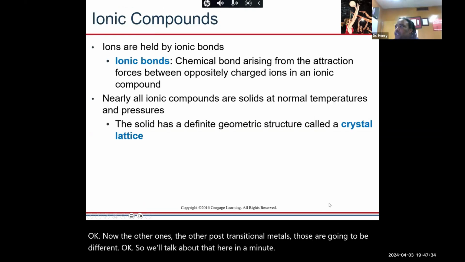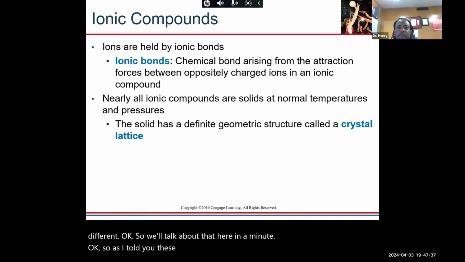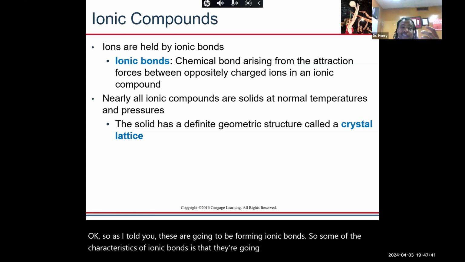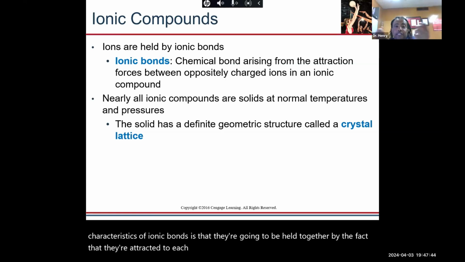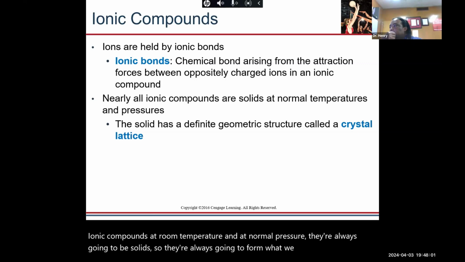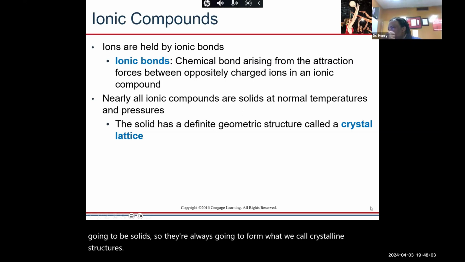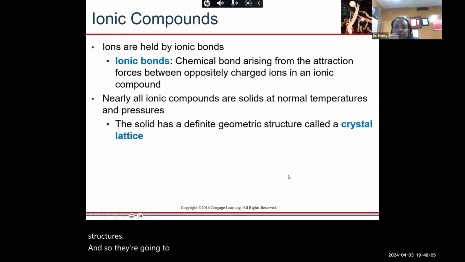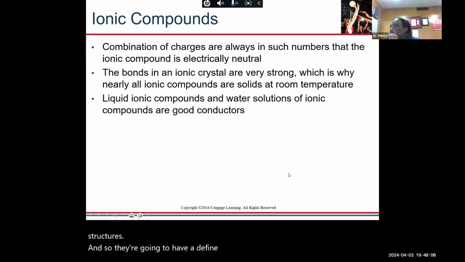Okay. So as I told you, these are going to be forming ionic bonds. Some of the characteristics of ionic bonds is that they're going to be held together by the fact that they're attracted to each other. Those opposite forces, that plus and that minus. Now, almost all of the ionic compounds at room temperature and at normal pressure, they're always going to be solids. So they're always going to form what we call crystalline structures. And so they're going to have a defined geometric shape.